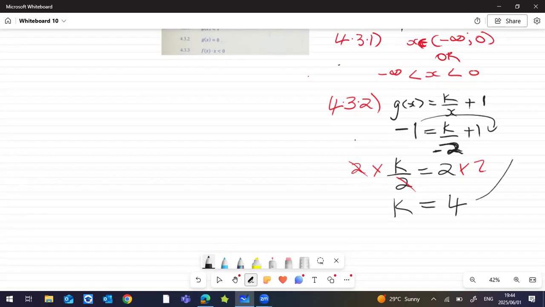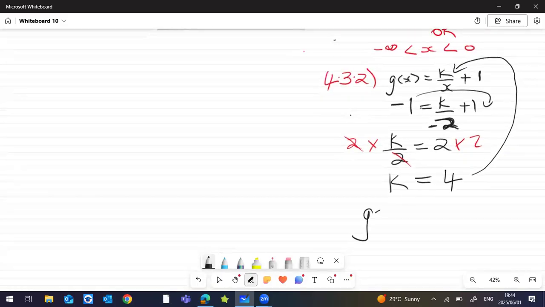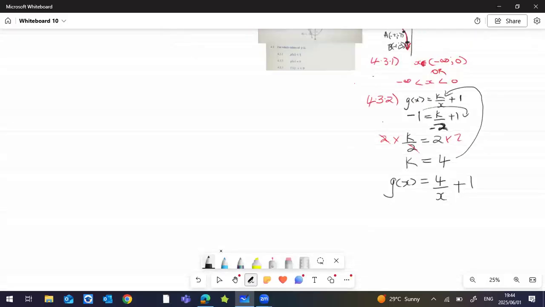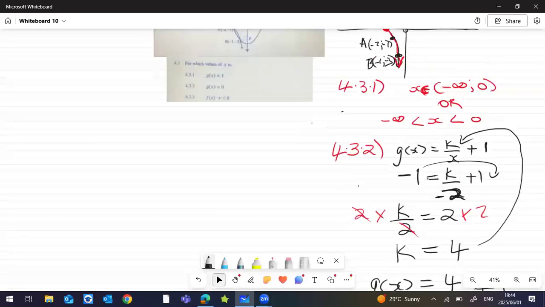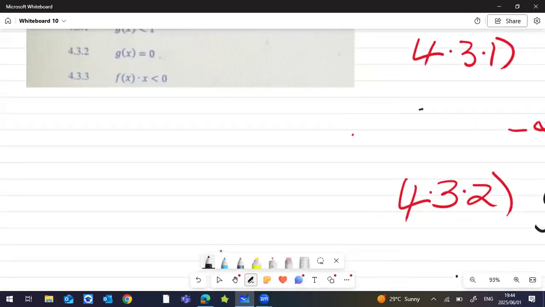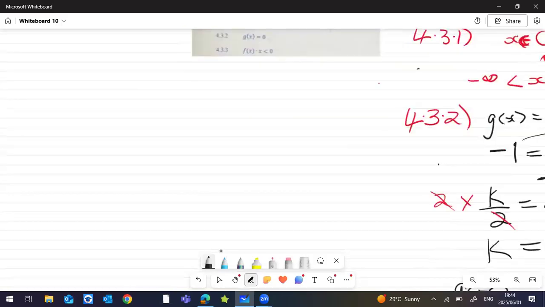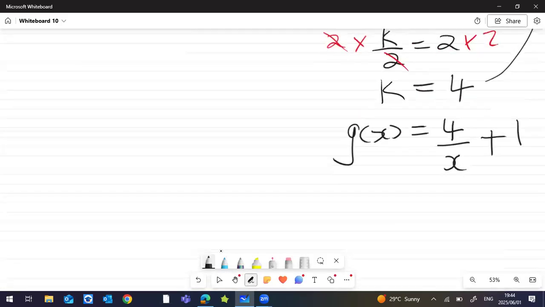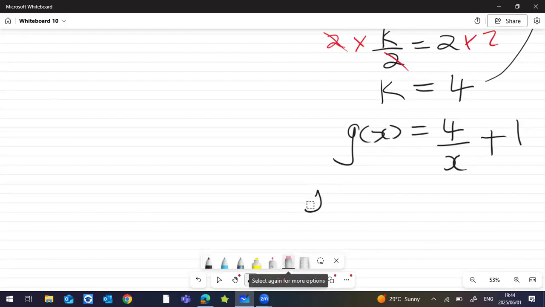Then you can clearly see if you come back here and replace back k, your hyperbola is g of x equals 4 over x plus 1. Remember what we want? We want to find where g of x equals 0. That is your y-intercept. So my mistake, not the y-intercept, that is our x-intercept of the hyperbola.